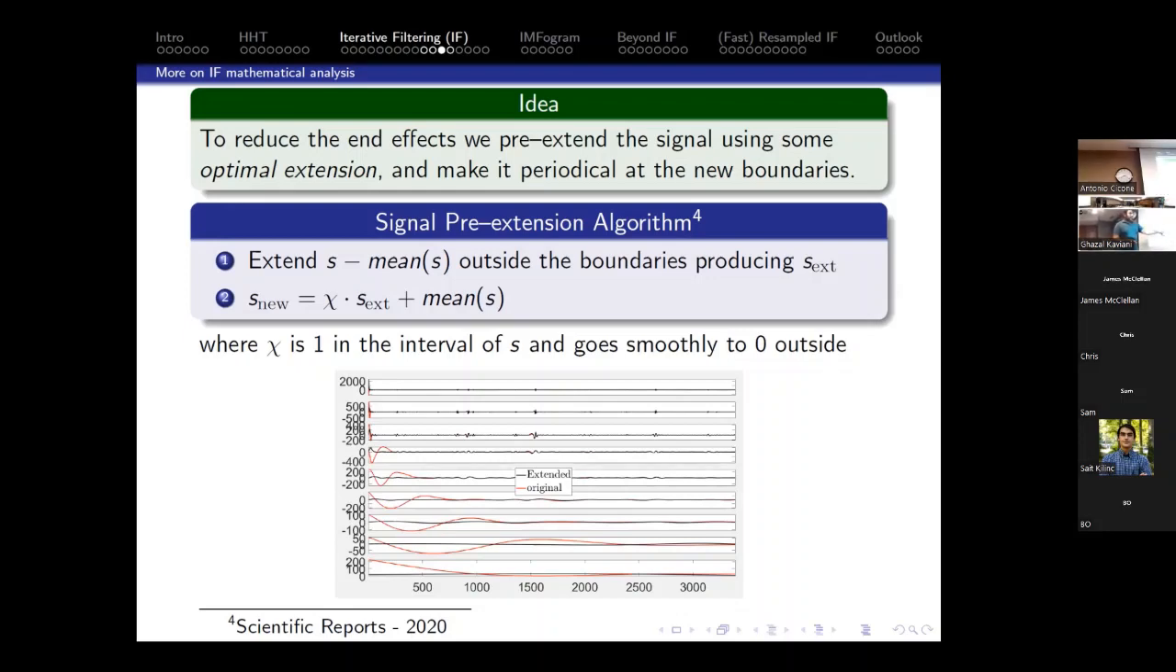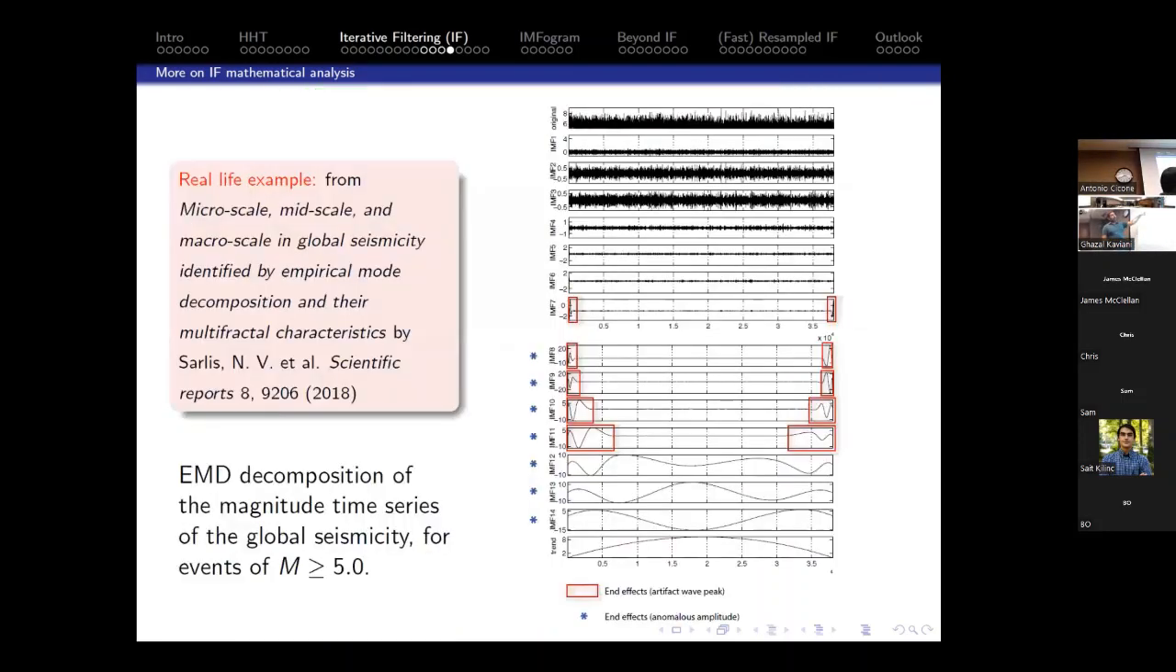And here I show you a small example, but I want to show you a real life application. We found this paper in Scientific Reports, published a few years ago, where they were applying empirical mode decomposition to the signal you see here, which represents daily earthquakes with magnitude from 5 up to 9. And they ran the decomposition with EMD.